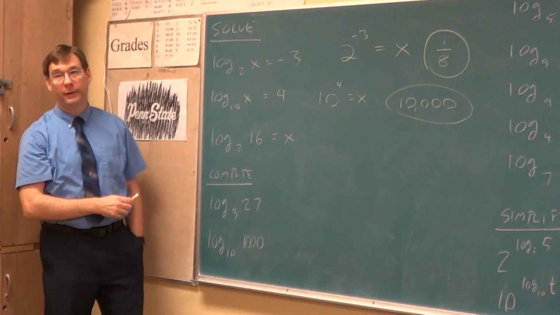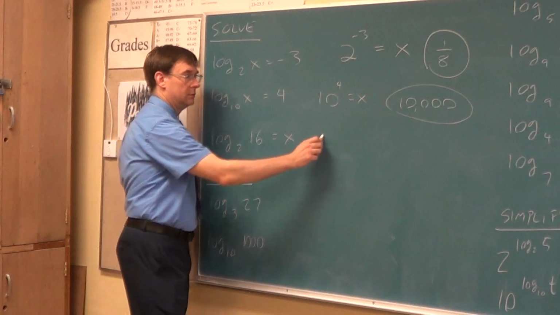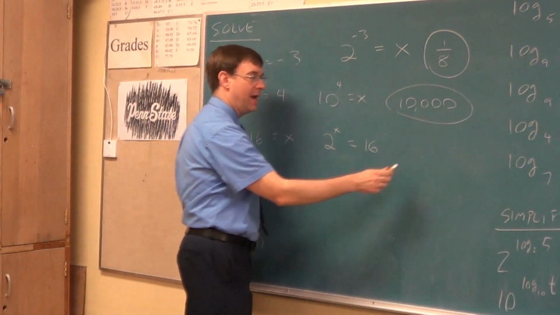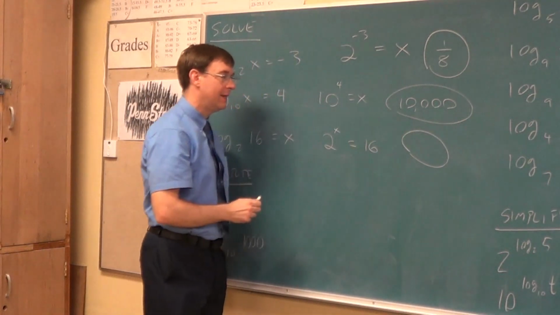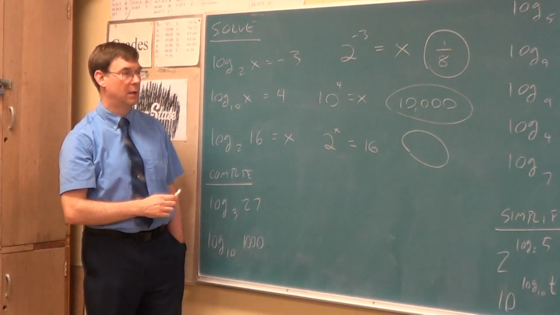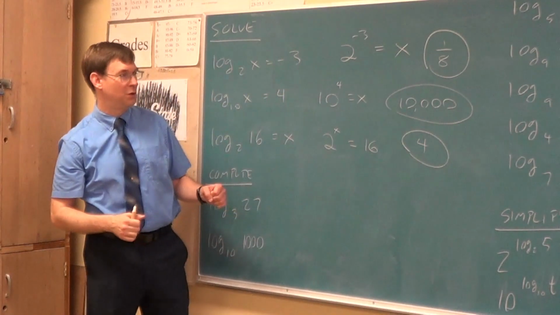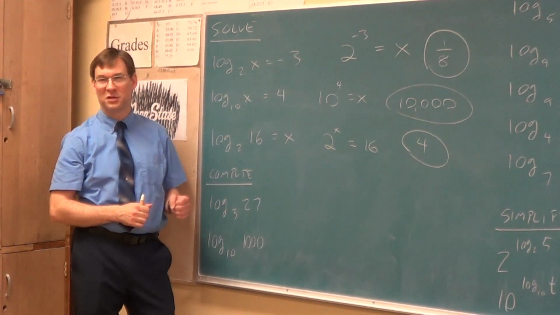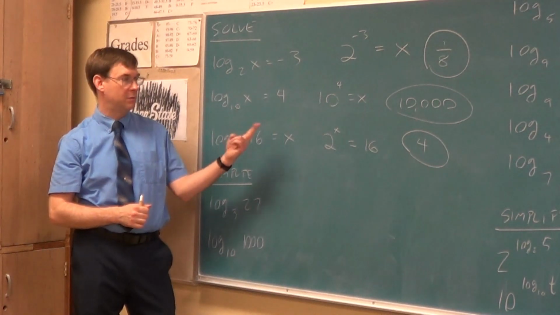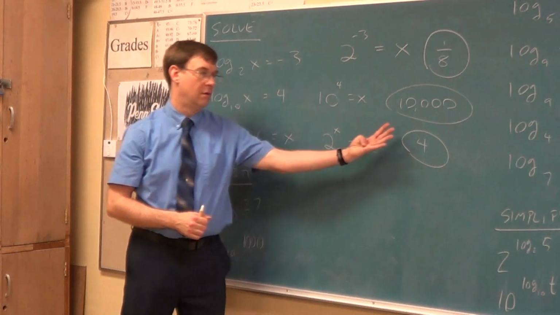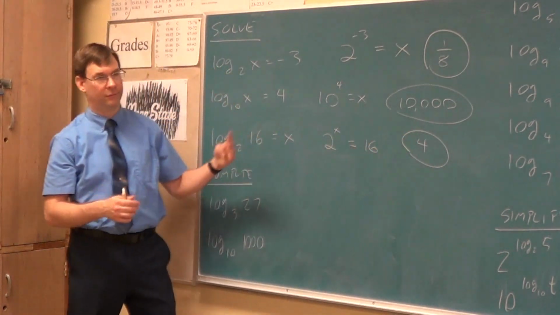2 to the x is 16, that's a different kind of setting. We have to think in a different way, but we already did this within the last 10 minutes. It was 4 over there. It hasn't changed in the last 10 minutes. You may find yourself in this homework sometimes using your fingers. 2 times 2 is 4 times 2 is 8 times 2 is 16. 4 fingers means 4. Fingers are your friend.